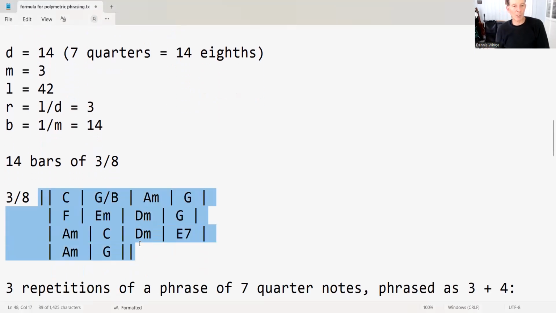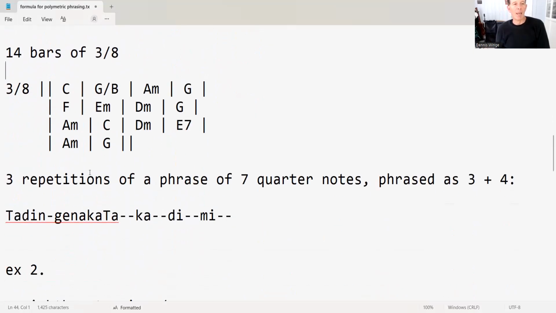I wrote a little progression that would cover 14 bars, and I'm going to play it for you in a second. Now we need 3 repetitions of a phrase that consists of 7 quarter notes. I decided it would be phrased as 3 plus 4, and 3 quarter notes is the same as 6 eighth notes, so I decided to use the common Indian phrasing of 6: 1, 2, 3, 4, 5, 6, ka-ding, ge-na-ka-ta, ding, ge-na-ka-ta.